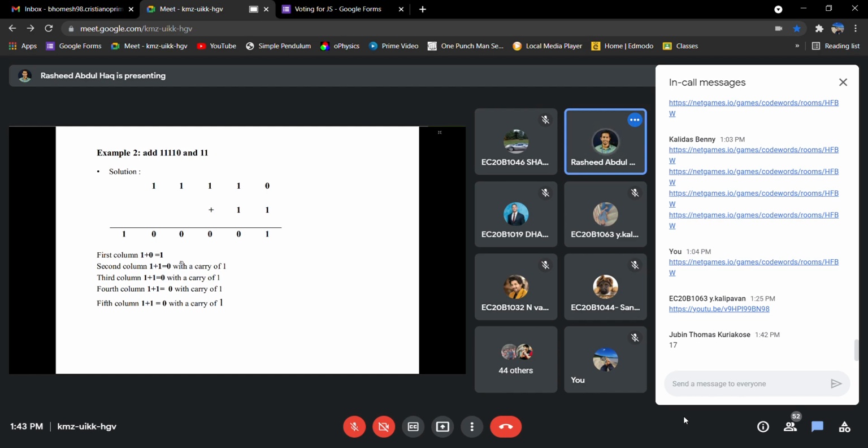0 plus 1 is equal to 1. 1 plus 1 is equal to 0 with a carry 1. Then that carry is added to the 1. We again get 0, again with the carry. Again we get the 0, again with the carry 1. Finally we have a carry and we are getting the answer 1, 0, 0, 0, 0, 1. Okay.